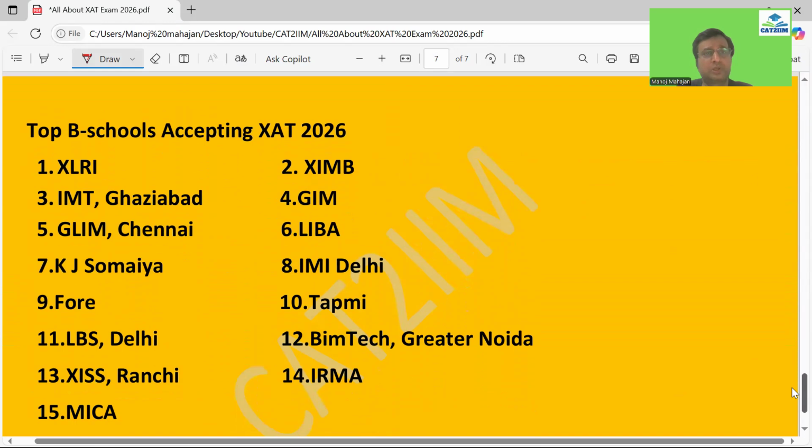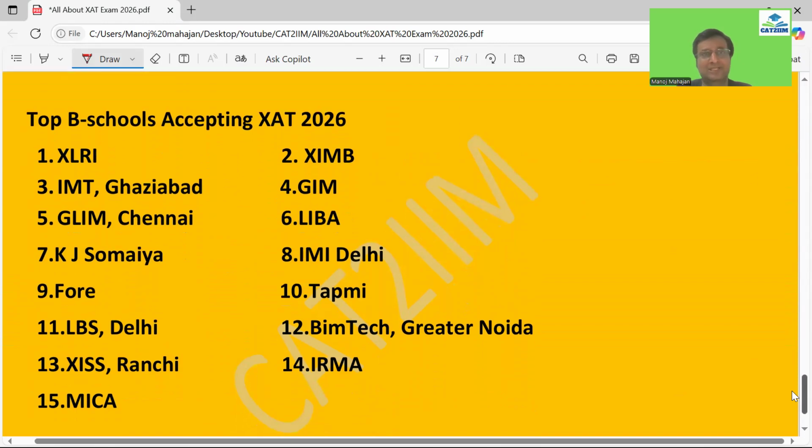Now you should know the top B schools which are accepting the XAT 2026. Of course, XLRI, XIMB, IMT Ghaziabad, Goa Institute of Management, Great Lakes Institute of Management Chennai, LIBA, KG Somaiya, IMI Delhi, FORE, TAPMI. A lot of B schools are there. LBS Delhi, BIMTech Greater Noida, XIS Ranchi, IRMA, MICA. So these are the B schools which are accepting the XAT 2026.